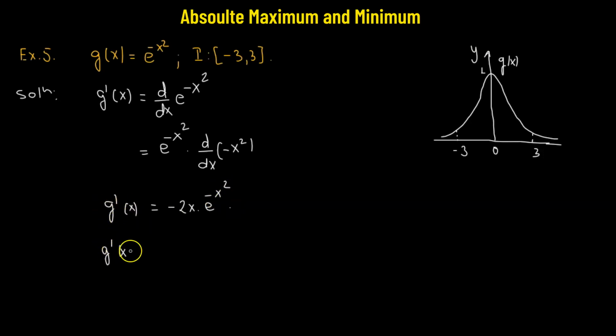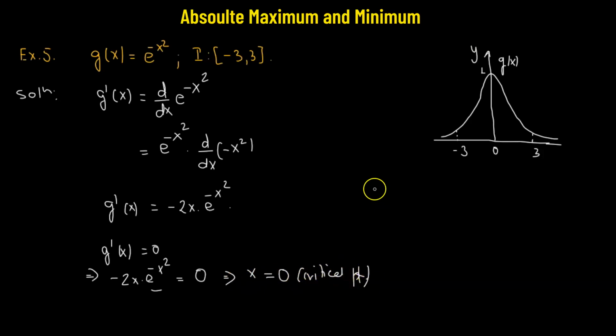Now we equate g prime of x to 0. So we have negative 2x times e raised to the power of negative x squared equals 0. The exponential function can never be 0, so the only possibility is x equals 0. So this is a critical point. Now we'll calculate the value of our function at the endpoints, including the critical point x equals 0. Let's begin at x equals negative 3.